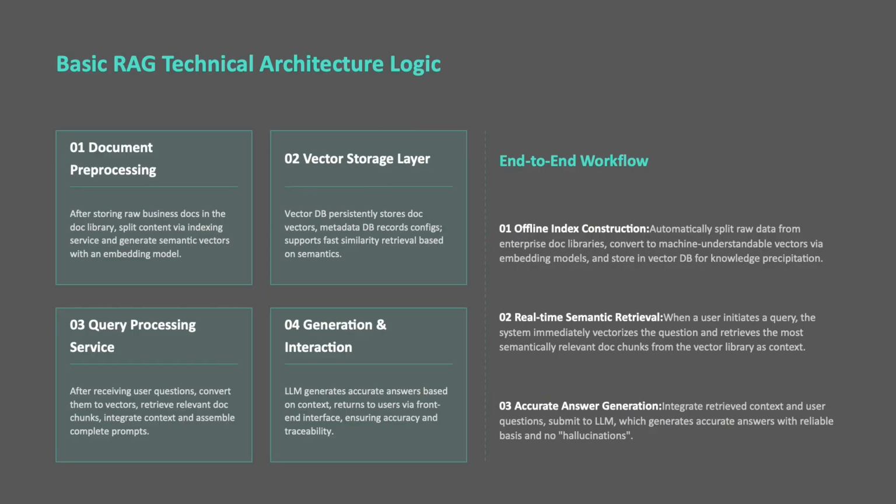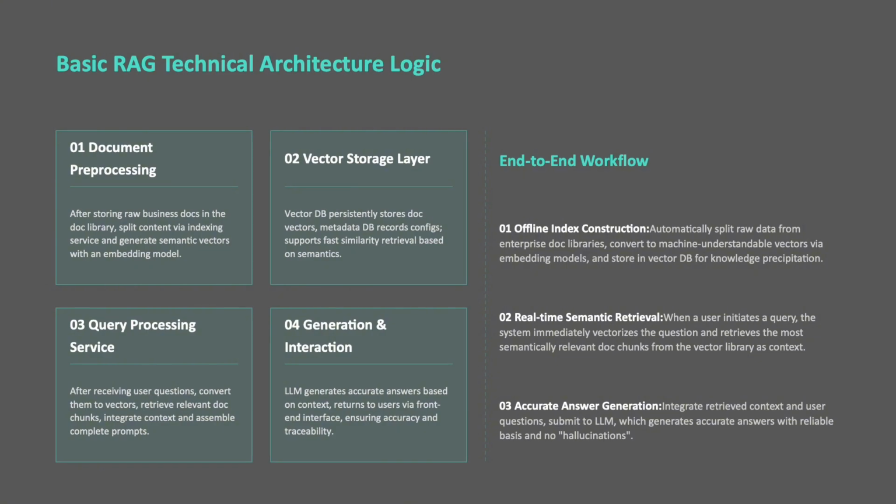VectorDB's whole job is storing all those semantic vectors and powering fast similarity search. The metadata store keeps track of every document's index rules and embedding settings, so we can trace exactly where every retrieved text snippet comes from later. This layer is the brain of our knowledge library.